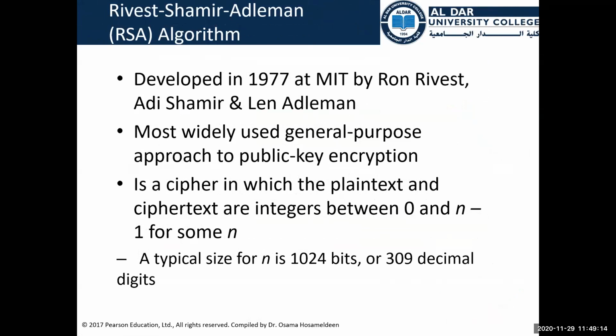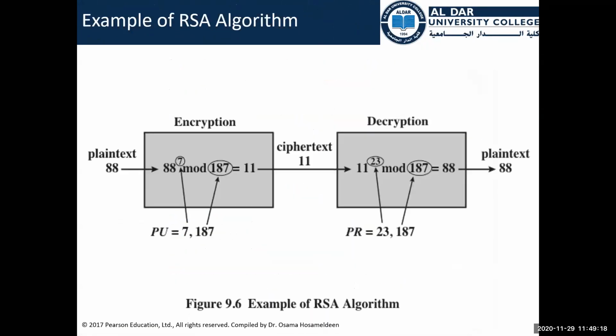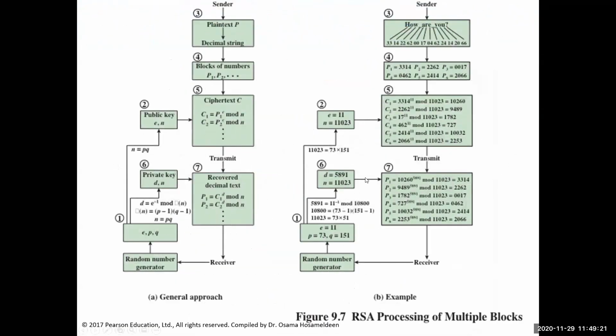You know how many numbers are there? This is 309 numbers. How many numbers here? This is one, two, three, four, five numbers only out of 309 numbers. You imagine, it should be a very long number.